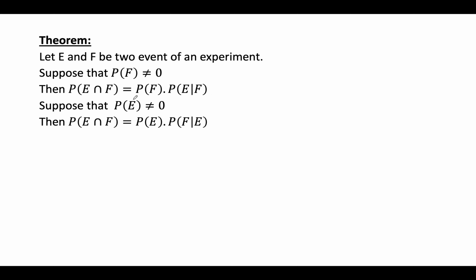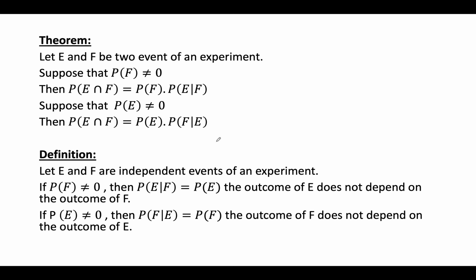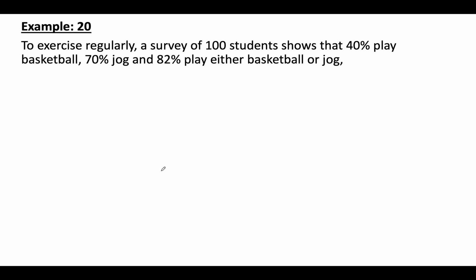Also, this is considered in finding the probability of E. A definition also says here, for independent events of an experiment, if the probability of F is not equal to 0, then the probability of E given that F is equal to the probability of E. And also, if the probability of E does not equal 0, then the probability of F given that E is equal to the probability of F. So for independent events, which means there's no mutual events between E and F, no intersect.